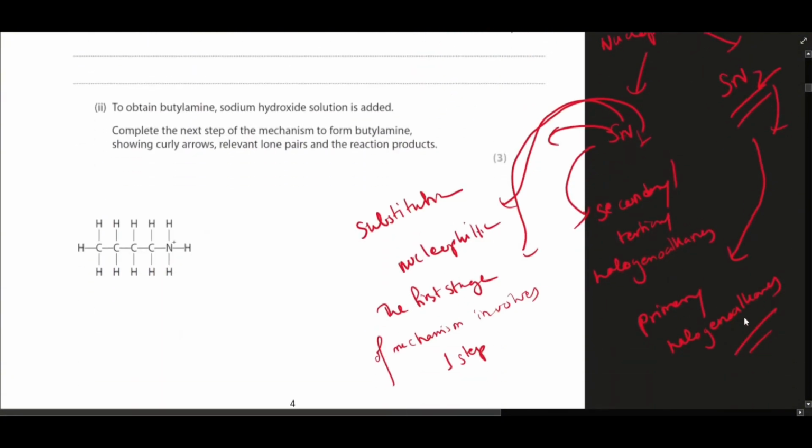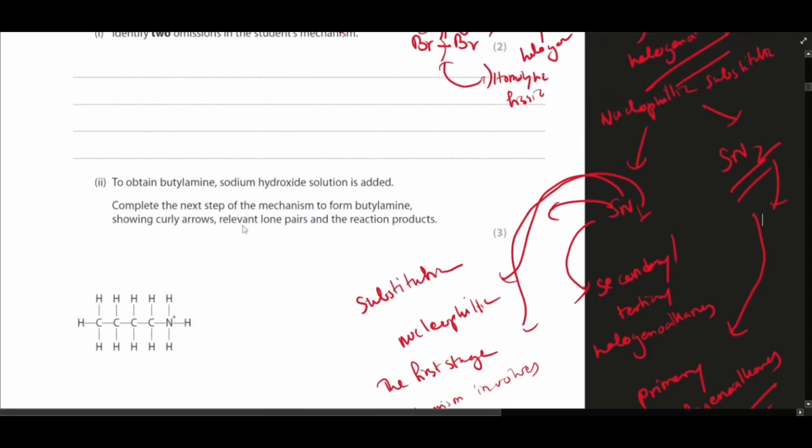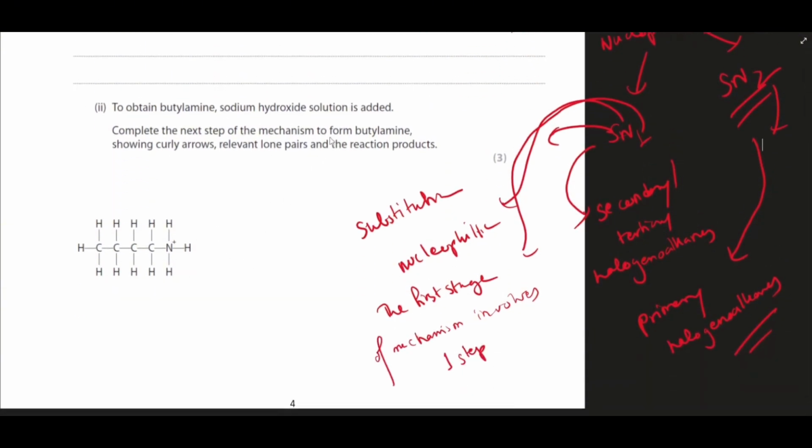Now, these are not vastly given in your AS book. It is provided in your A2 book. So just for your knowledge, you might want to just remember it. It might come. Then complete the step of the mechanism to form butylamine, showing curly arrows and relevant lone pairs and reaction products. So I guess it's pretty simple.